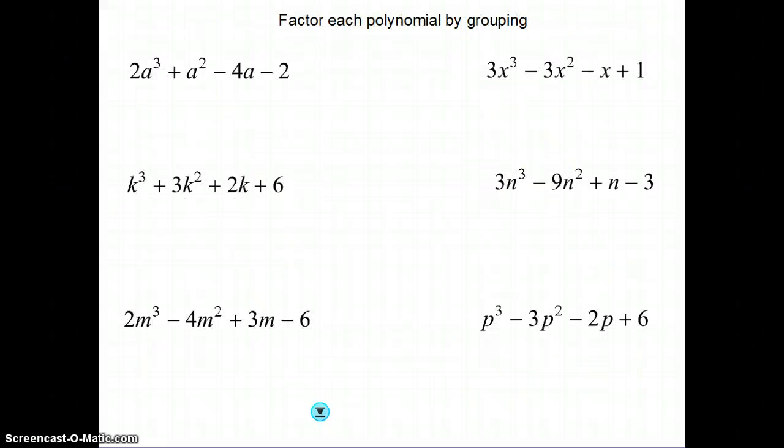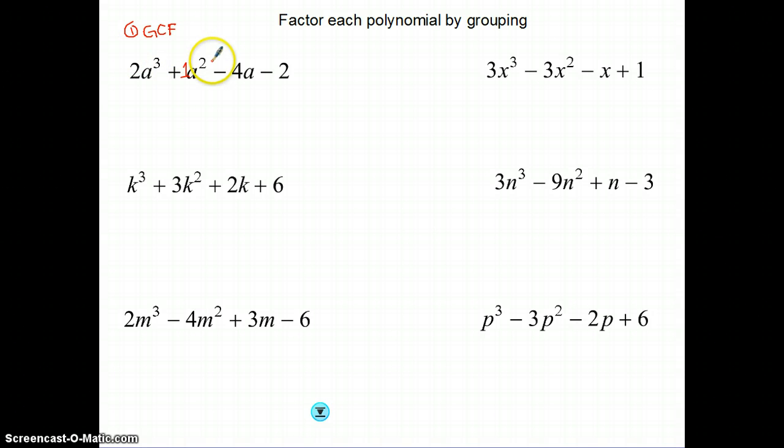We're going to go ahead and recall our process of factoring by grouping. Remember, our very first step is to look at the entire polynomial and see if there is a greatest common factor that we can factor out. So in this first, I have 2 and a visible 1 in front of this a, a -4 and a -2. There is not a greatest common factor, so I move to step 2.